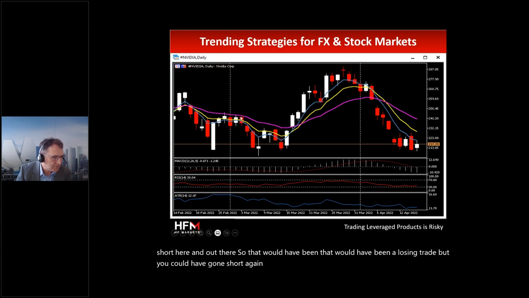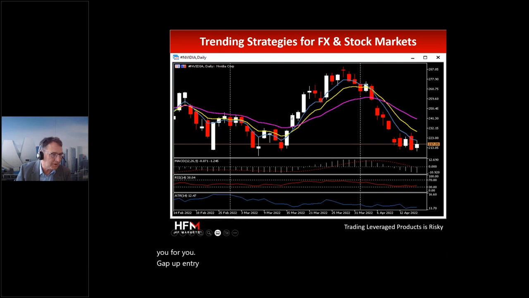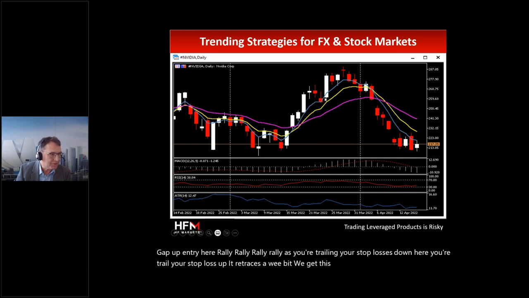It's gone against you there, but then it's come for you. Gap up entry here, rally, as you trail your stop loss up, it retraces a wee bit, we get this big candle here, and your stop loss would probably be at the bottom of this candle as we start to go up. Then as we top out up here and start to roll over, that would have stopped your long trade. So from this entry here to there, that's your profit, isn't it? And at this point, it does the exact opposite for you.